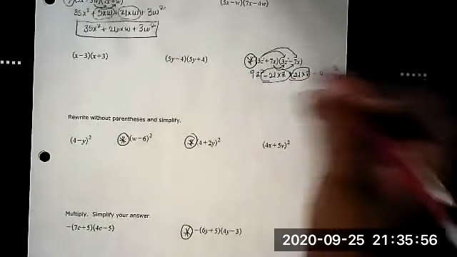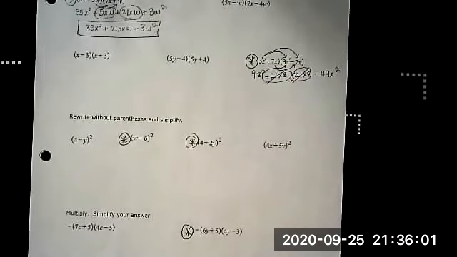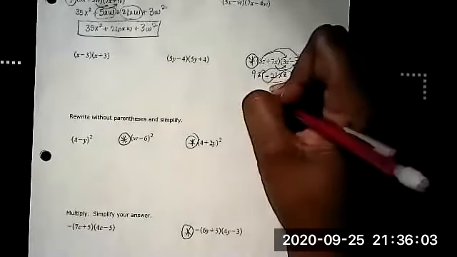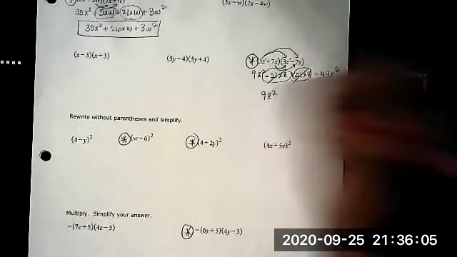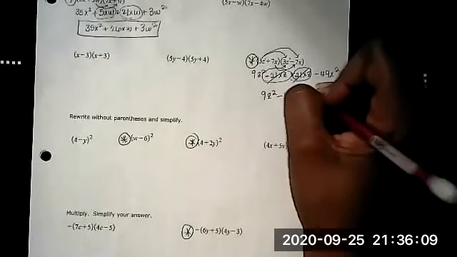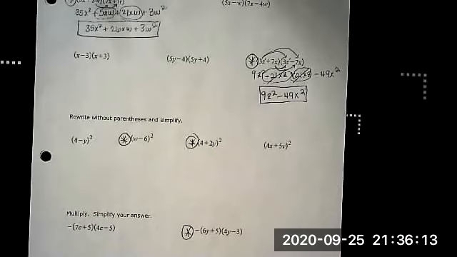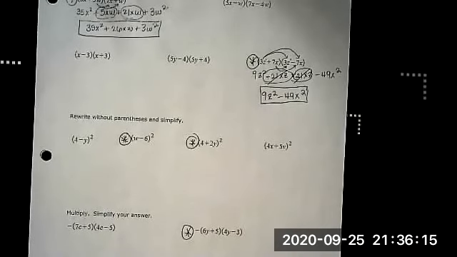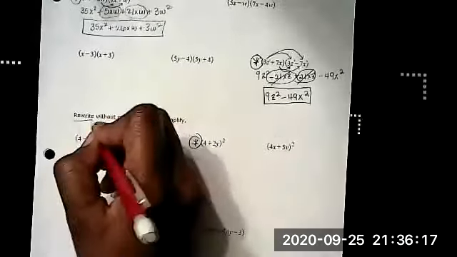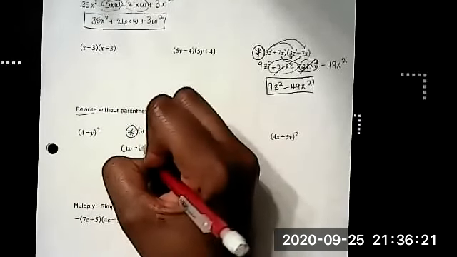These are like terms. These are not. Actually, they cancel out. One's negative, one's positive. This now becomes 9z squared minus 49x squared. And those are not like terms. We can't combine them. Got it? Good.